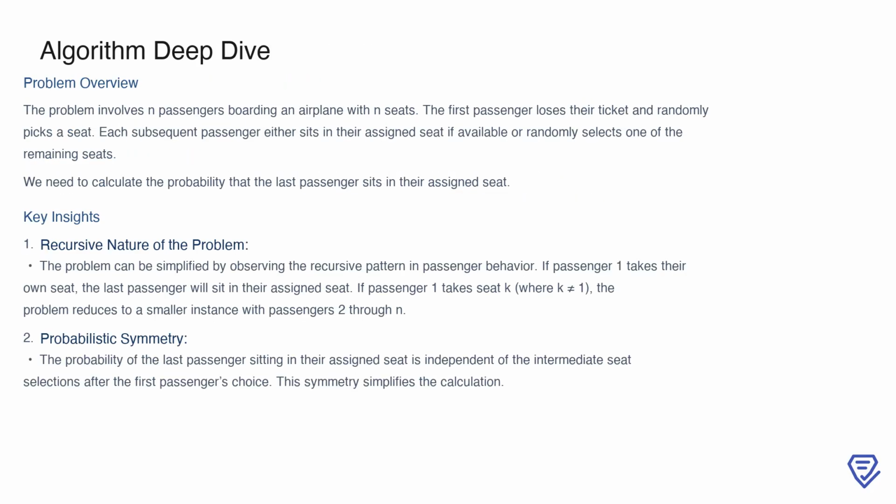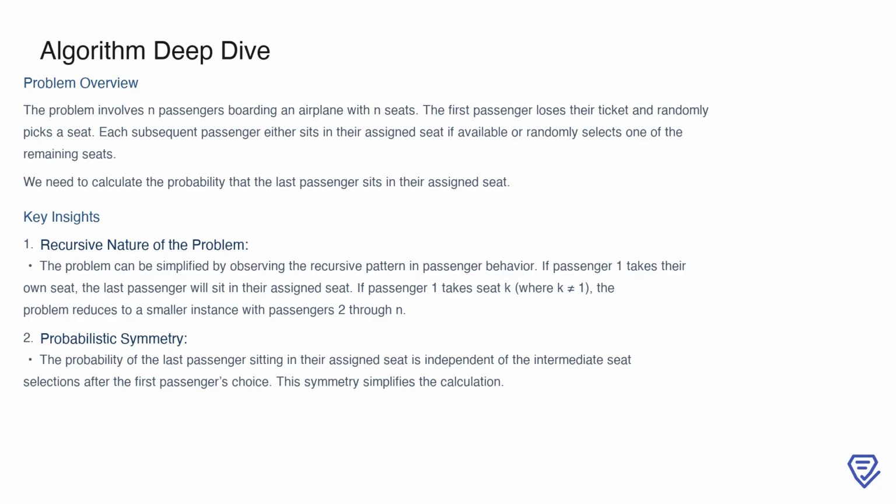In this problem, we're tasked with calculating the probability that the last passenger on an airplane sits in their originally assigned seat. Here's the scenario: n passengers are boarding a plane with n seats. The first passenger loses their ticket and randomly picks any seat. Each subsequent passenger will either sit in their assigned seat, if it's available, or randomly select one of the remaining seats. The key insights here revolve around the recursive nature of the problem and the concept of probabilistic symmetry.